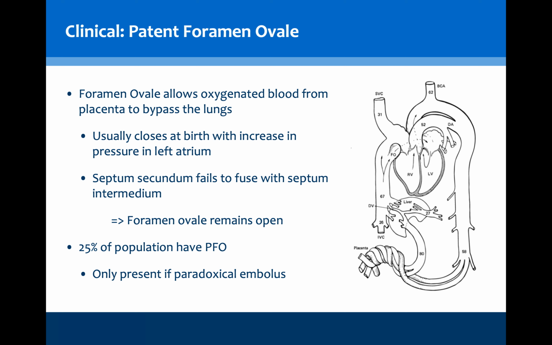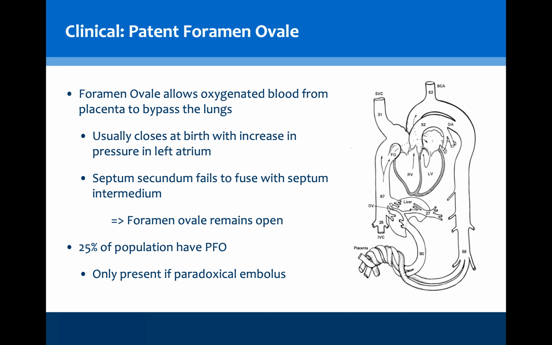Its function in the embryo is to allow oxygenated blood to pass from the right side of the circulation into the left side of the circulation without needing to cross through the pulmonary vasculature. This is because the fetal blood is oxygenated through the mother and so has no requirement to pass through the lungs. Now, the foramen ovale will typically close at birth, as the infant will take its very first breath.